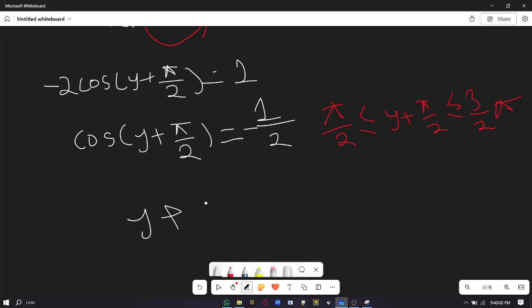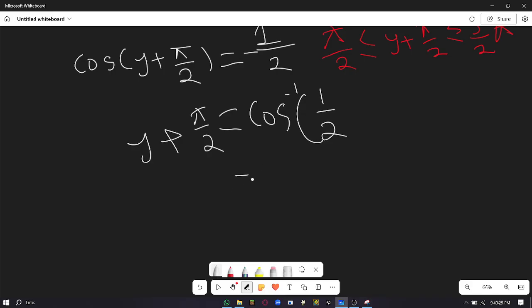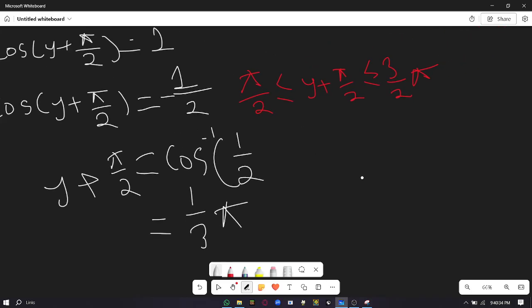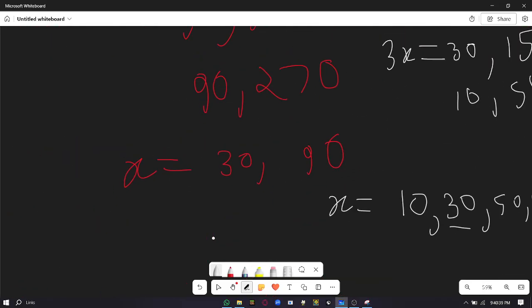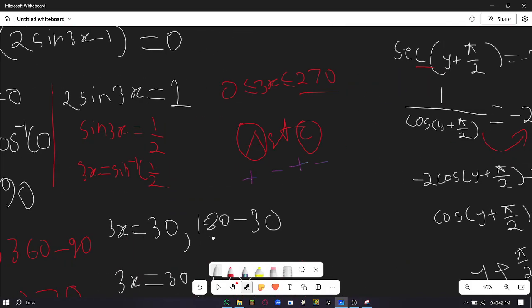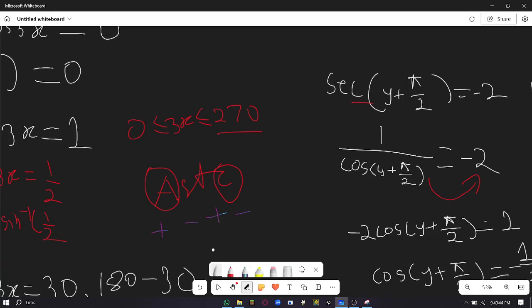So y plus pi by 2 gives us cosine of inverse cosine of half. Remember to always ignore the negative sign for now. So cosine of half is 1 by 3 pi. So we get 1 by 3 pi. Here cosine is negative, so if we pull out the ASTC, there it is, ASTC.